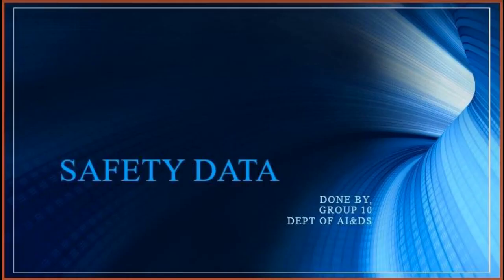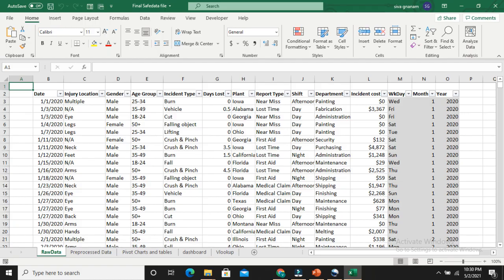In this video, we will learn about the special operations, functions and how to perform them in Excel. This is a sample data set called safety data. So first of all, we need to acquire the data from the internet. So here we are getting safety data.